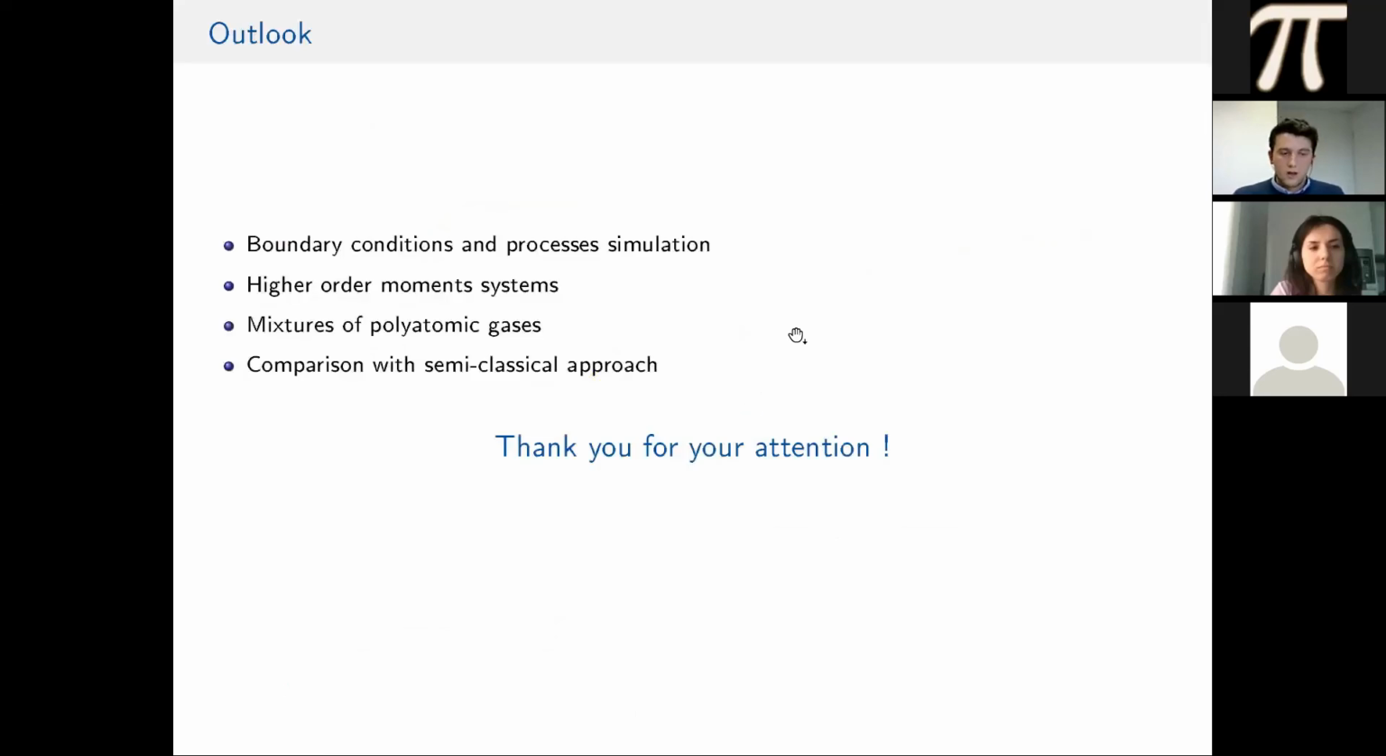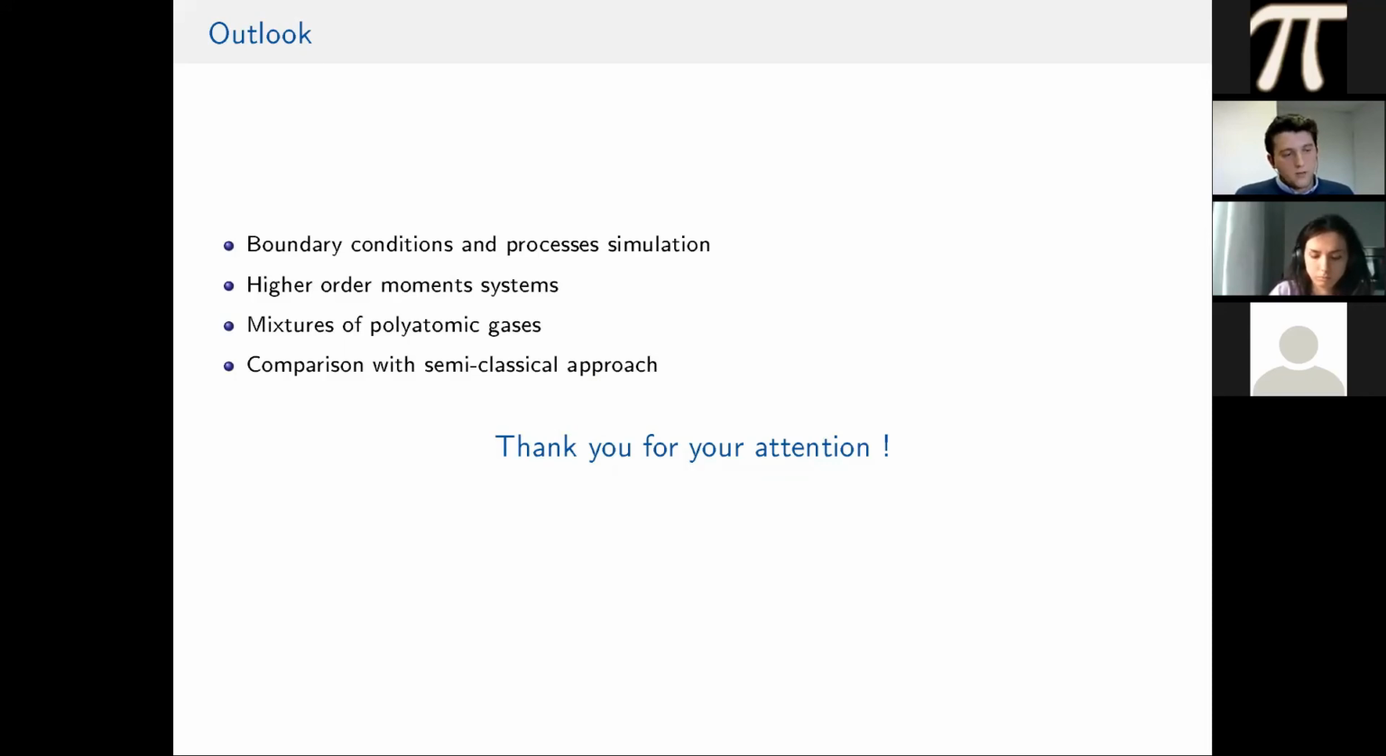And here I'll come to the end. First, let us look at the future. We have our moment equation system. We can add some boundary conditions, and we can look at process simulations like heat conduction for polyatomic gases, or, for example, lid-driven cavity problems and so on.